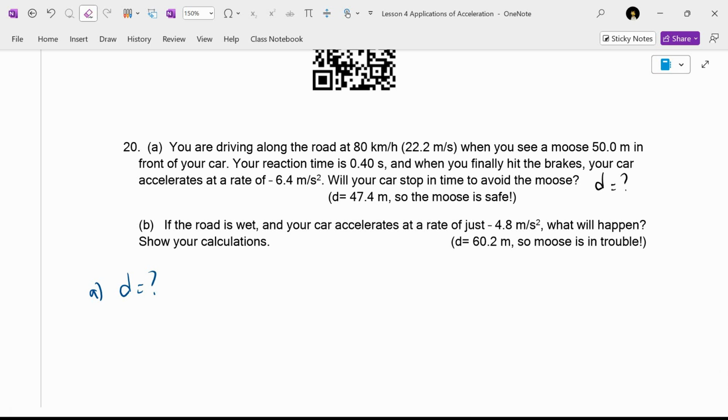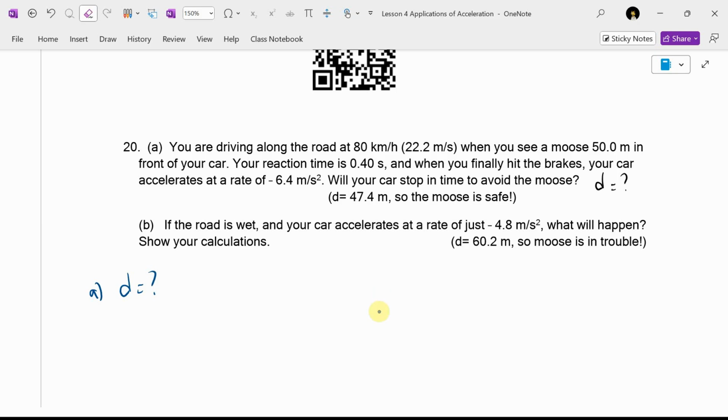This is also the same physics that they would use if there's a road hazard and they want to calculate how far in front of the road hazard they need to put the warning sign so drivers have time to react. This is how you would calculate that distance as well. This is a really tricky question. It has two parts. Before you hit the brakes and after you hit the brakes.